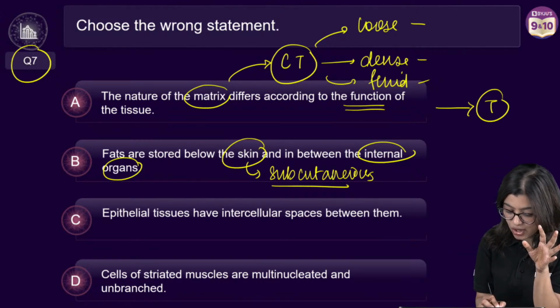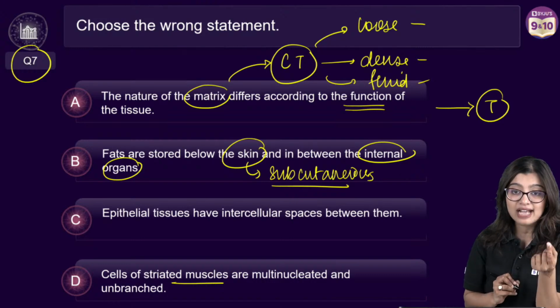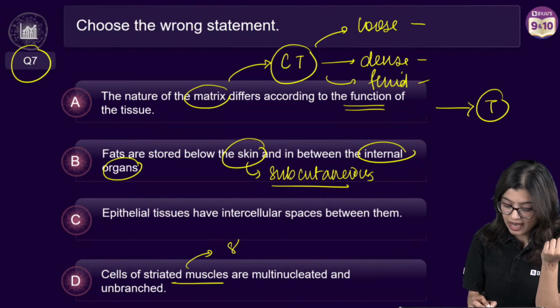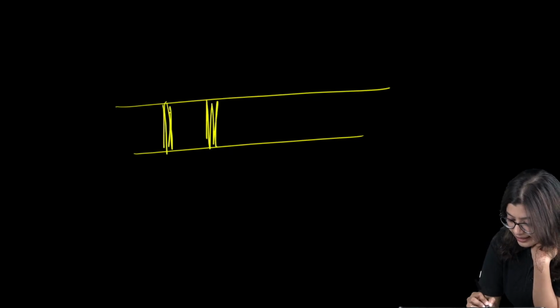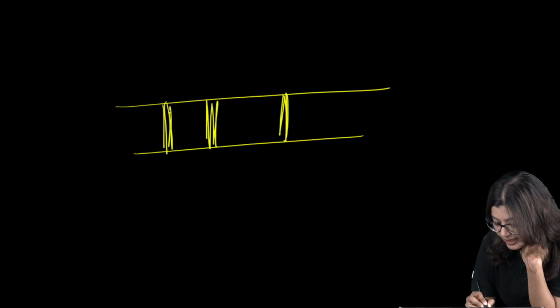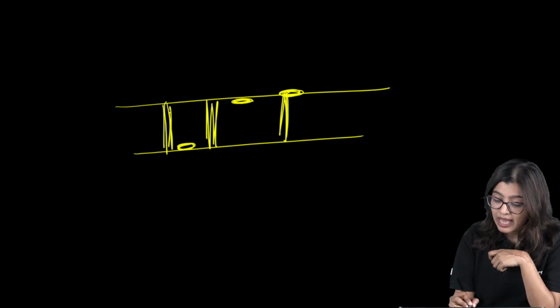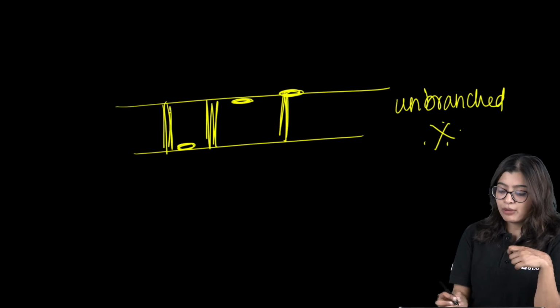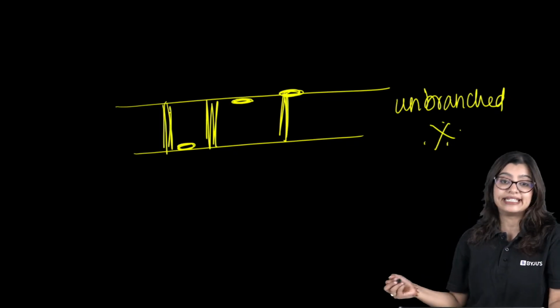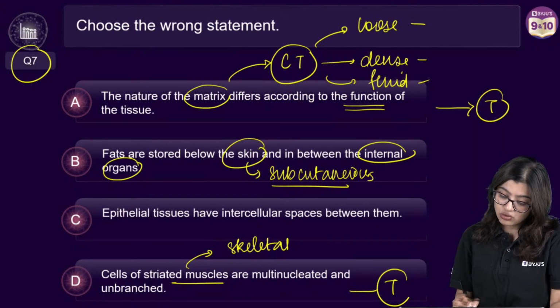Now we see that cells of striated muscles. What are striated muscles? They are our skeletal muscles, right? If you remember the picture of skeletal muscles, we see that they are long, striated, with alternating dark and light bands. They are multinucleated, they have many nuclei, and they are unbranched. Very, very important, because if it becomes branched, it is cardiac. So here, this is also true.